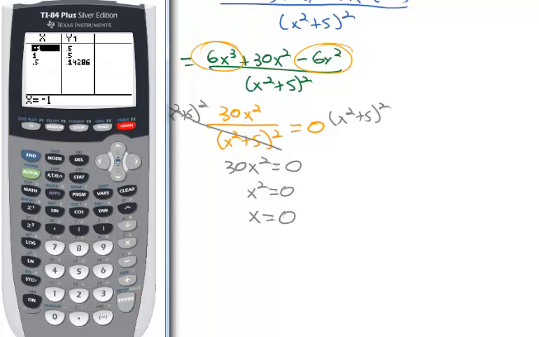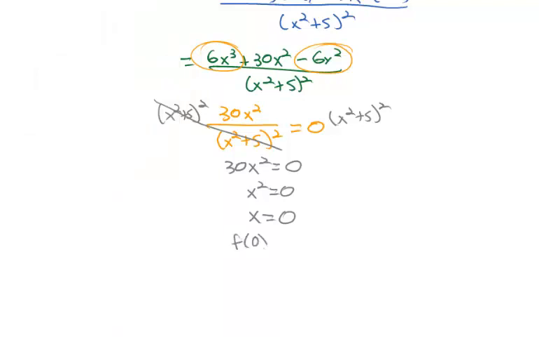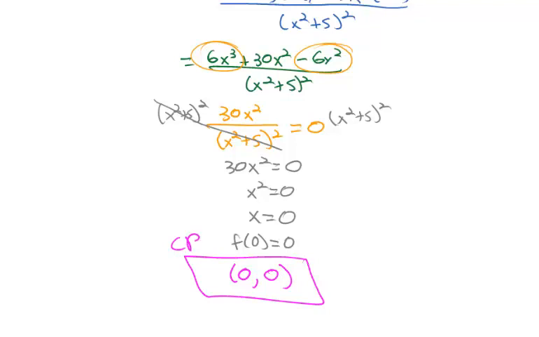Second table. When x is 0, enter. Y is 0. So f of 0 is 0. So our critical point is at 0, 0. That's our critical point.